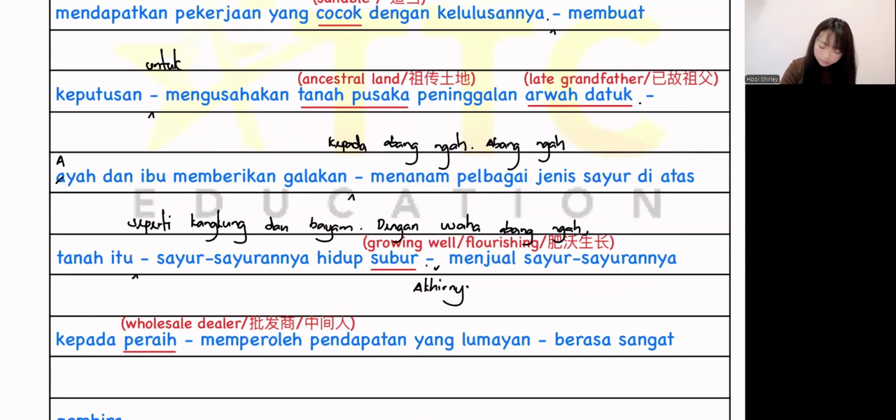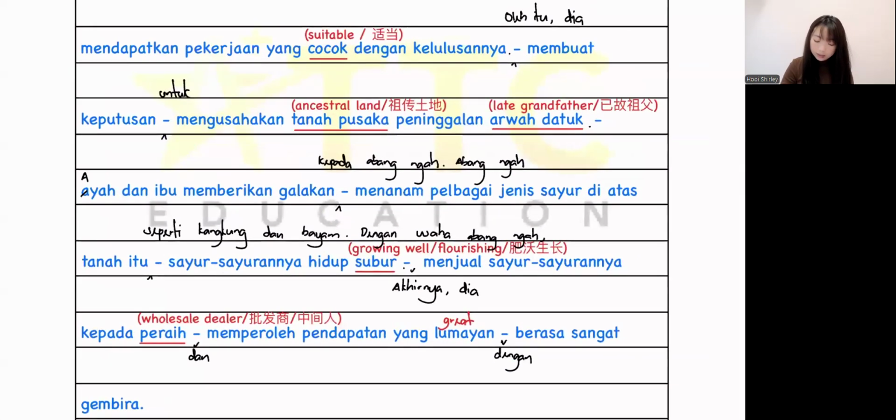Akhirnya, dia menjual sayur-sayurannya kepada peraih dan memperoleh, it means obtain, pendapatan yang lumayan. Lumayan means a very great income. Dengan berasa sangat gembira.